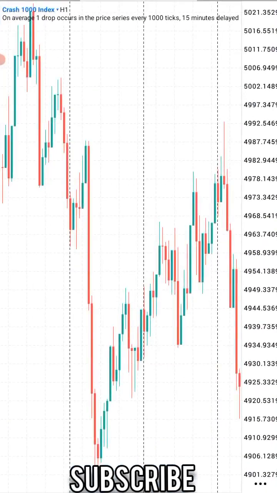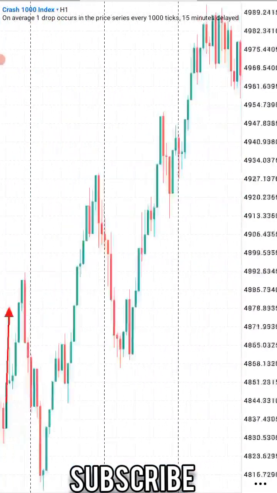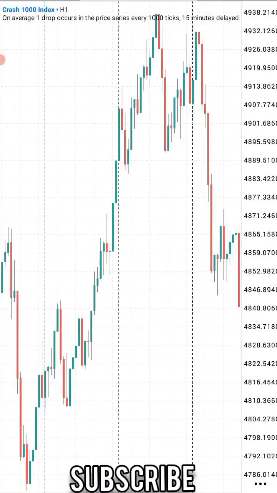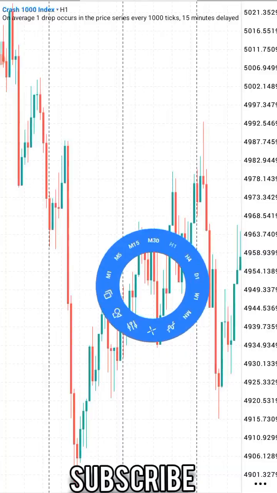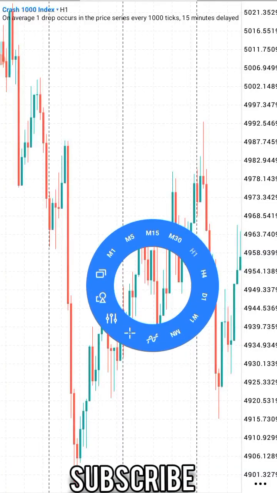Now look at the forex chart. This is forex, and this is a 1 hour time frame. Now look at the time frames. We have the 1 minute time frame, the 5 minutes time frame, the 15 minutes time frame, the 30 minutes time frame, the 4 hours time frame, the daily time frame, the weekly time frame, and the monthly time frame.